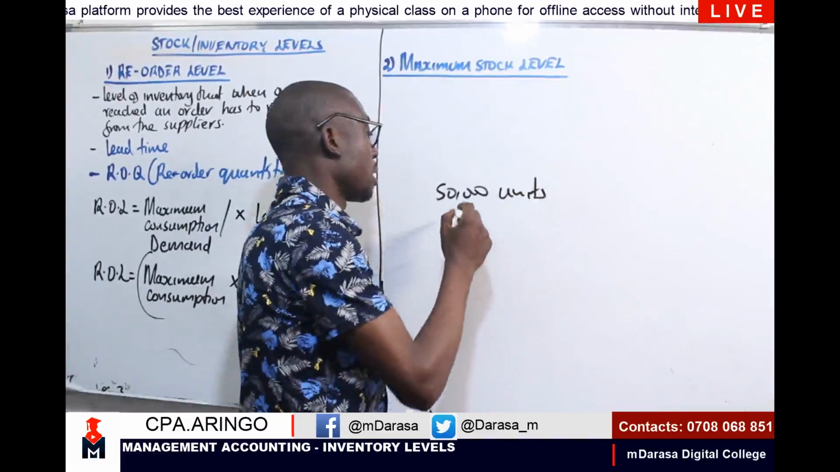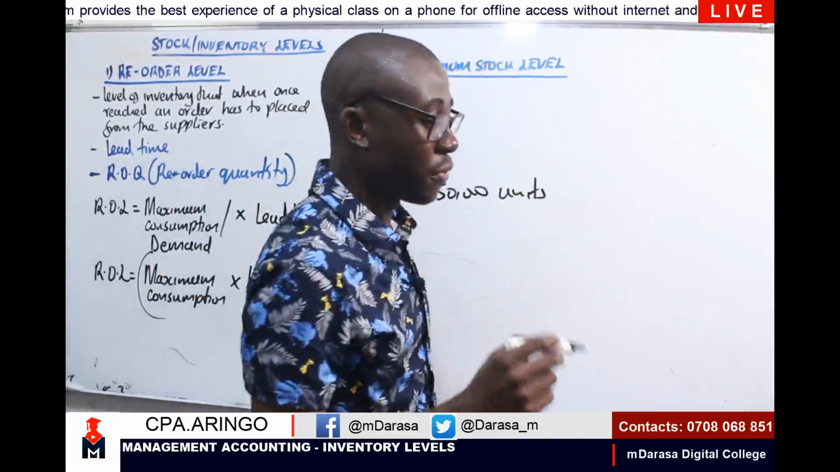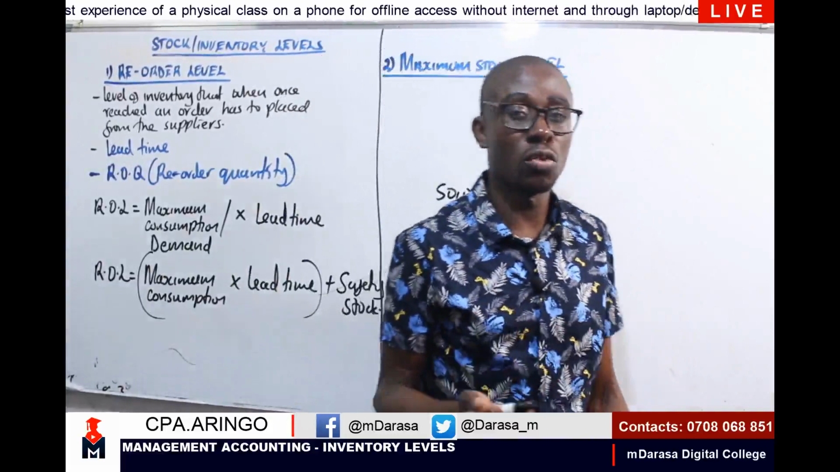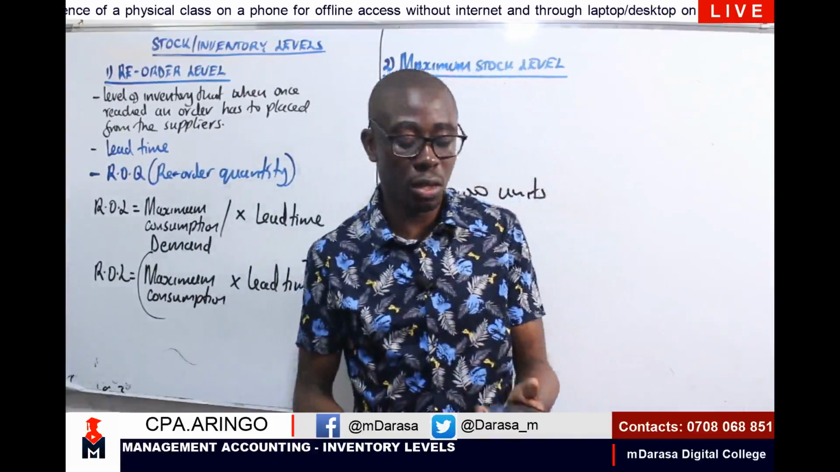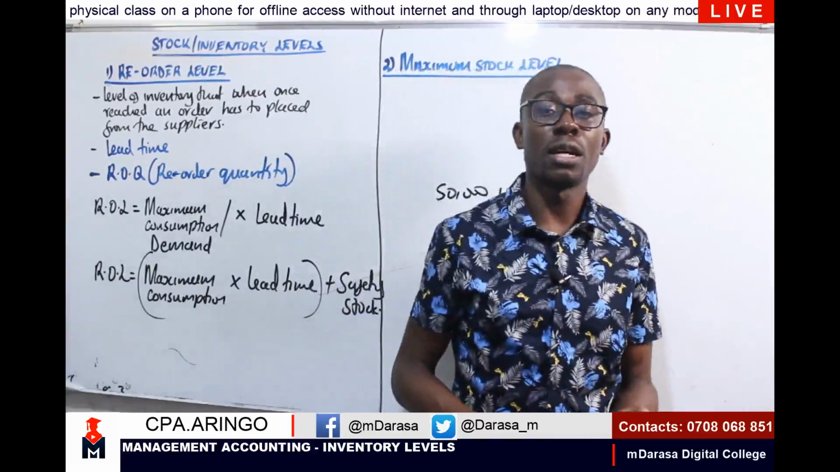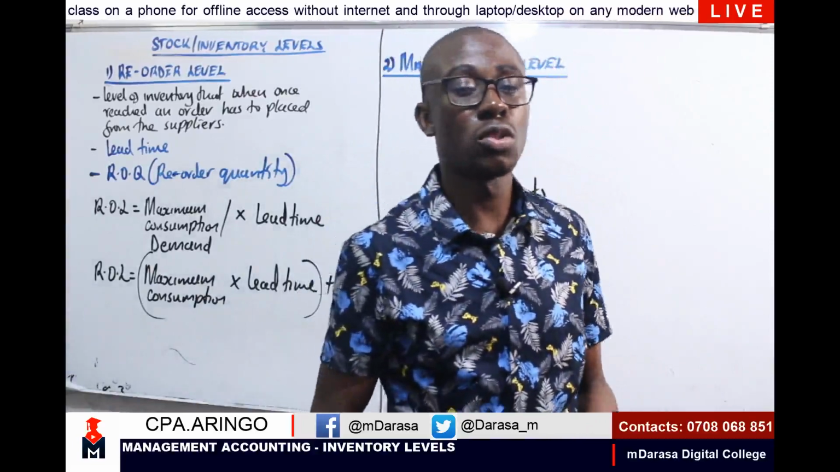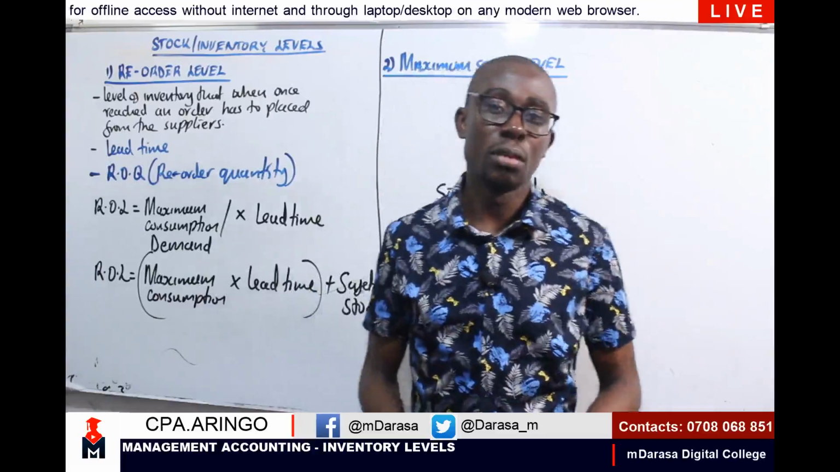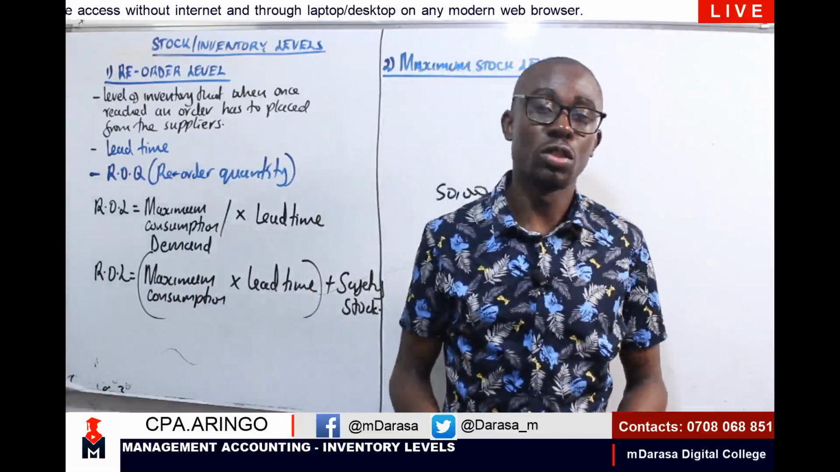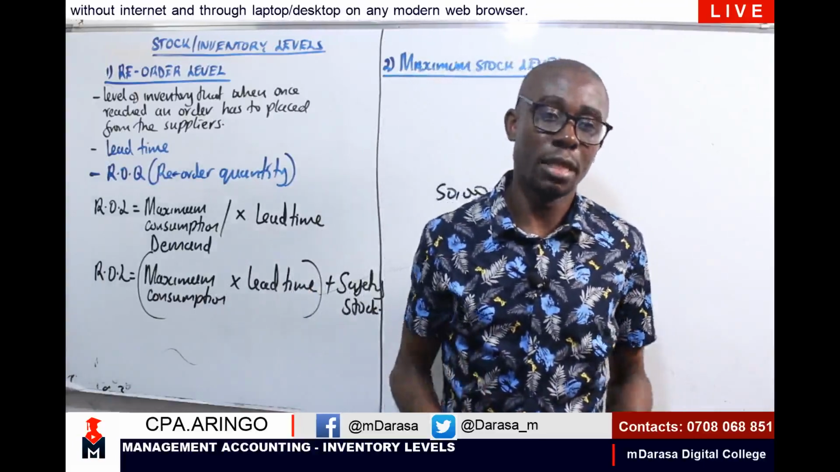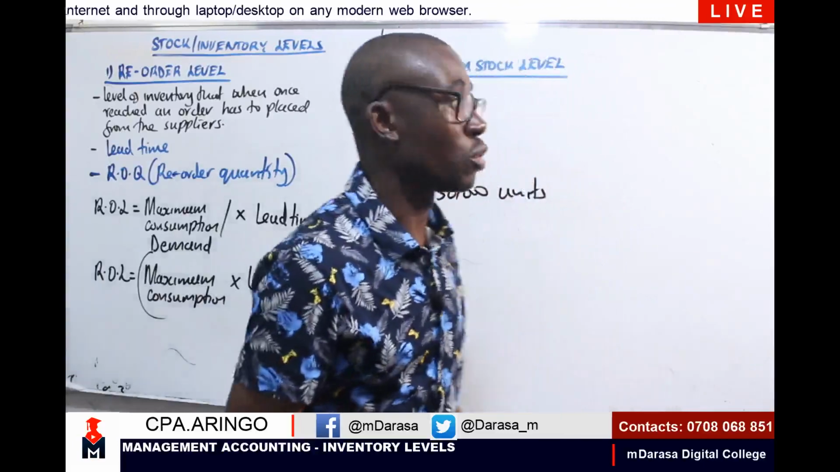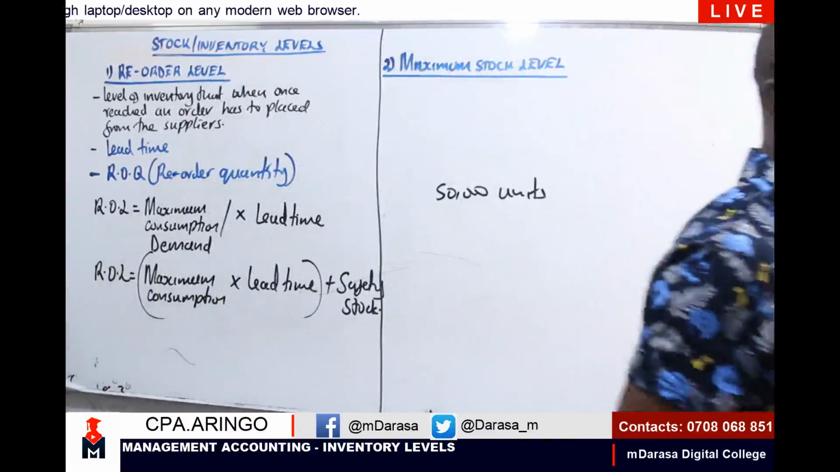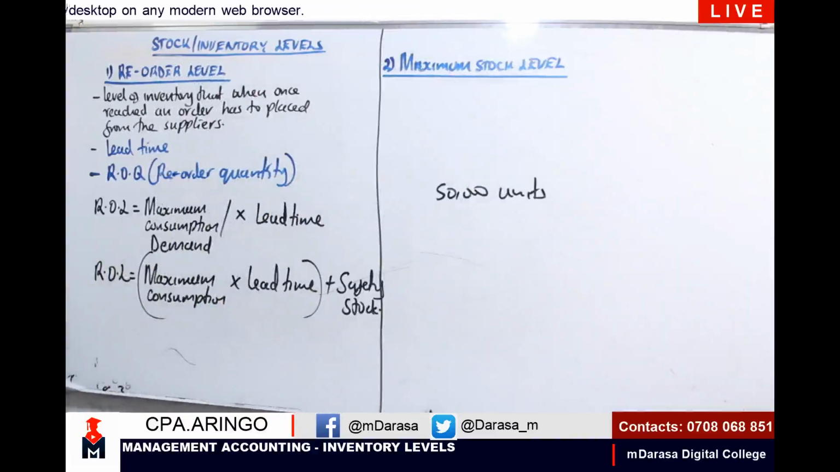In the event that I'm surpassing this mark, the firm is overstocking, which at the end of the day might be expensive in the long run, or we might have a risk of some items becoming obsolete or spoiling because of poor storage. We don't have enough capacity to maintain these units. Therefore, that's why we are talking of the aspect of maximum stock level.